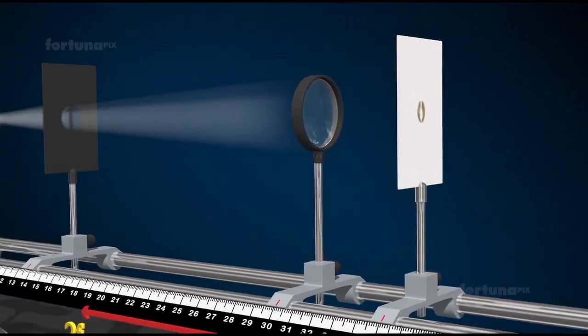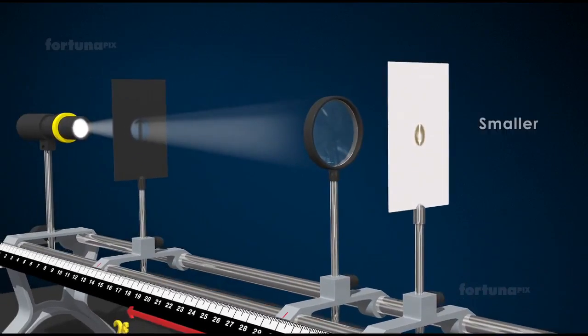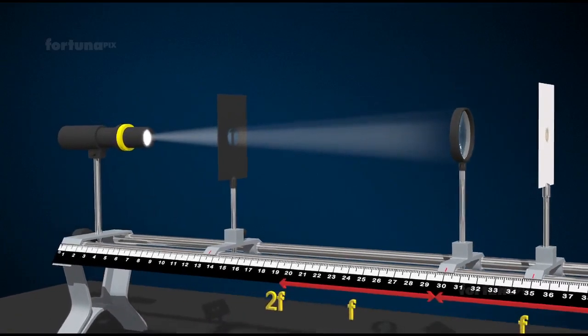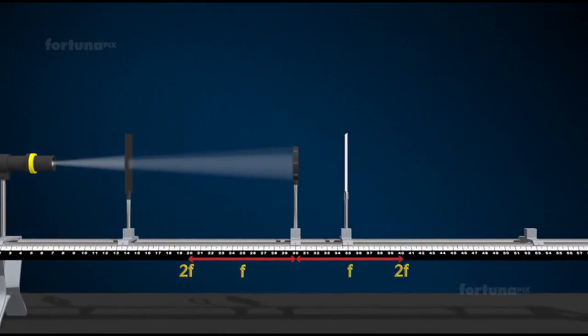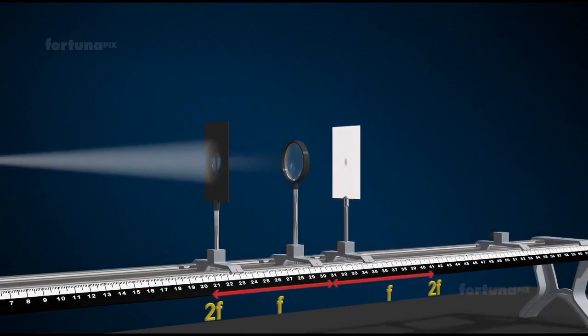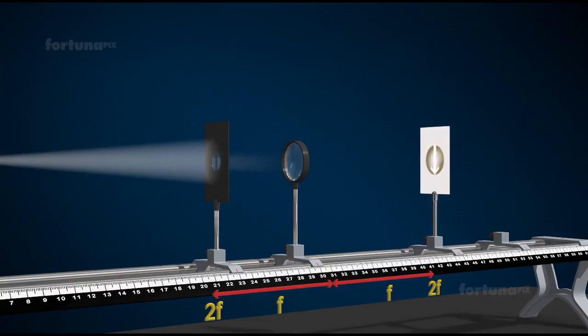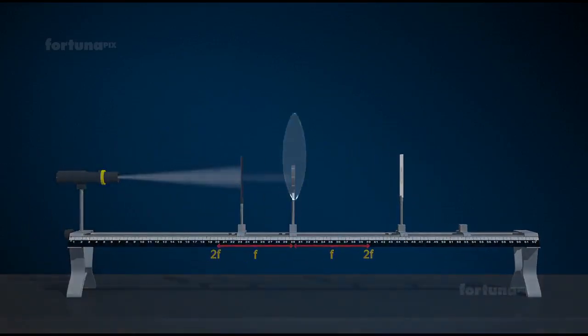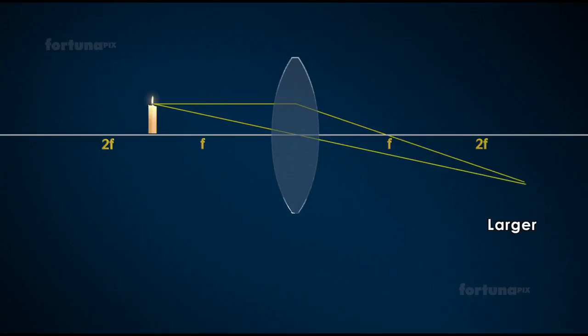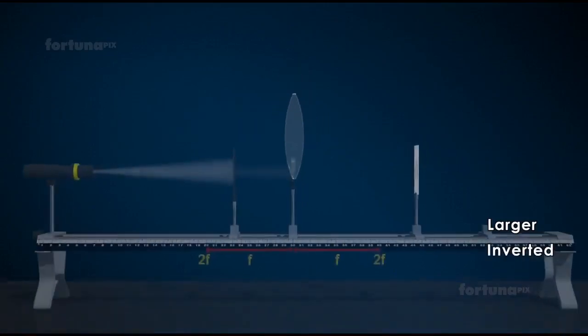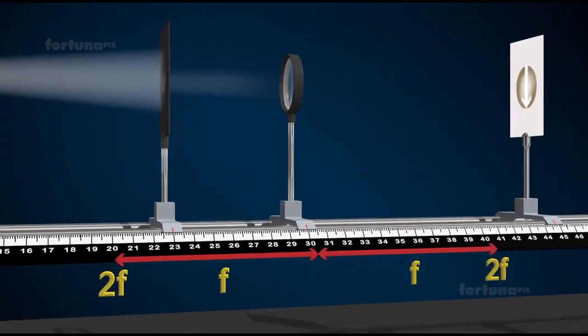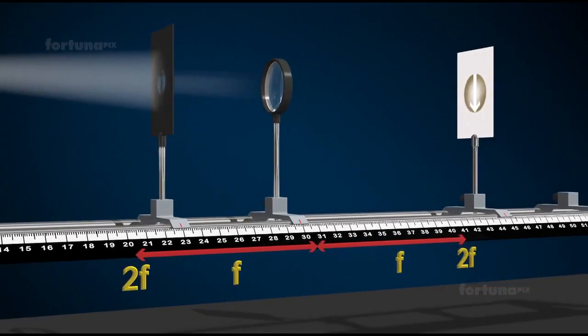In this situation, the image that is formed will appear smaller than the original object, and it will be inverted. Now, let's experiment with the object's placement. If it is placed between the focal length f and twice the focal length 2f, the image will form beyond 2f on the opposite side of the lens. The image will be larger than the original object and it will be inverted. Because images like this can be projected onto a screen, it is known as a real image.